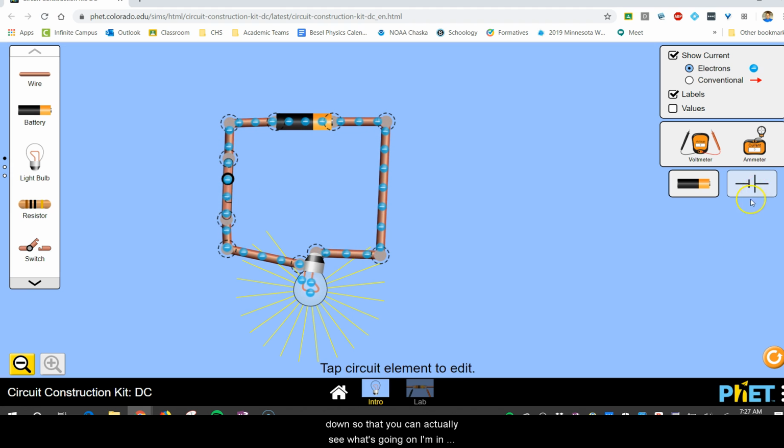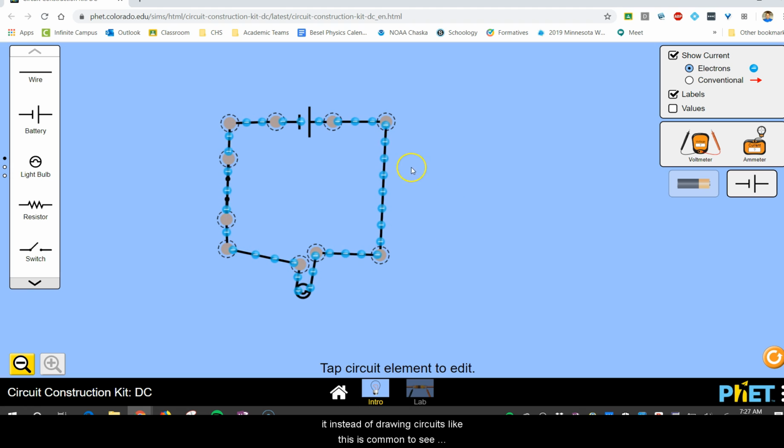And as you'll see in a moment in the next slide, instead of drawing circuits like this, it's common to see them represented with just symbols, because that way you don't have to draw batteries and light bulbs and wires every time. So you can see that the battery looks like this, the light bulb looks like that, and the wires are just straight lines like that.